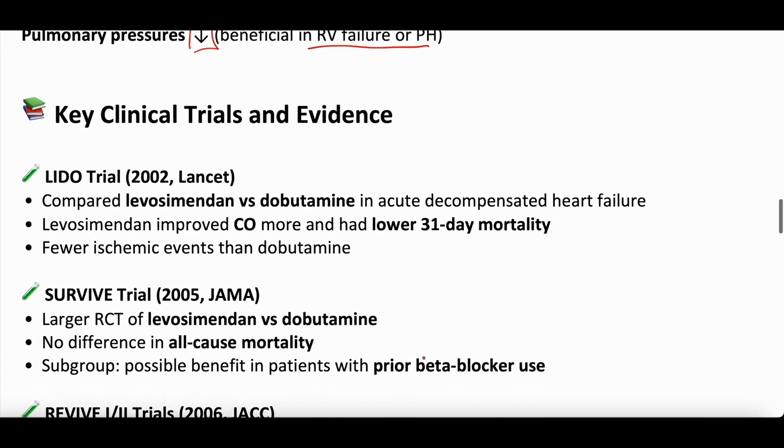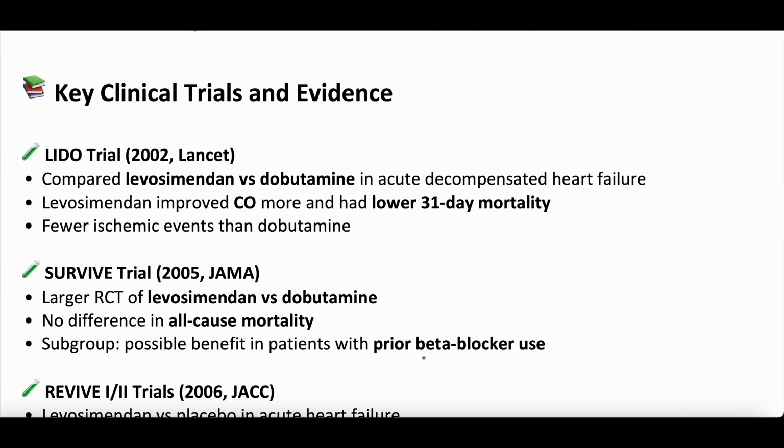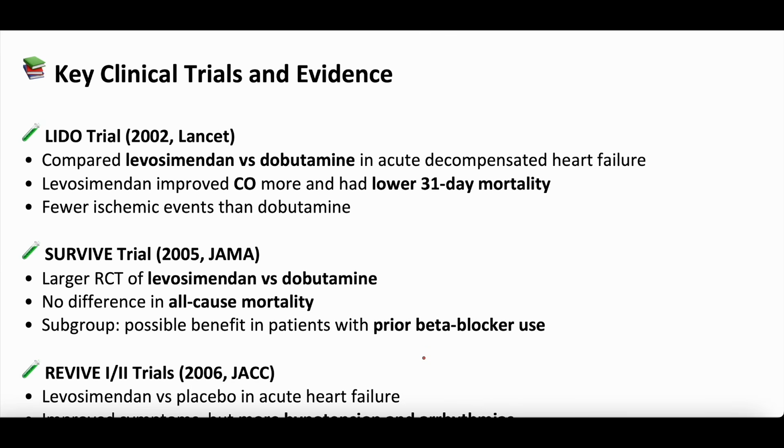All right, some of the trials out here, there's a lot listed here, and we're not going to go through too many of them, but we will just give a couple highlights. Again, we don't use this in the USA, so I'm not as plugged into all these trials, so take some of this with a grain of salt, but we'll give you some highlights here. There's a trial in 2022 called the LIDO trial, published in The Lancet, comparing Levosimendan versus Dobutamine in acute decompensated heart failure. Levosimendan improved cardiac output and had a lower 31-day mortality.